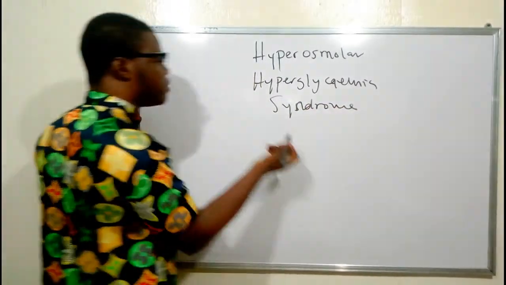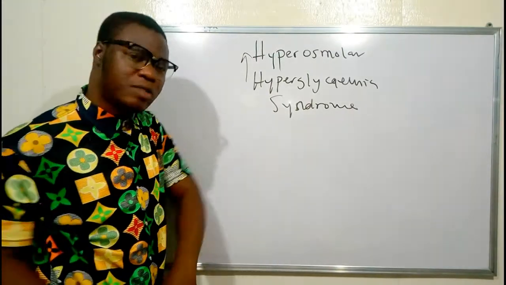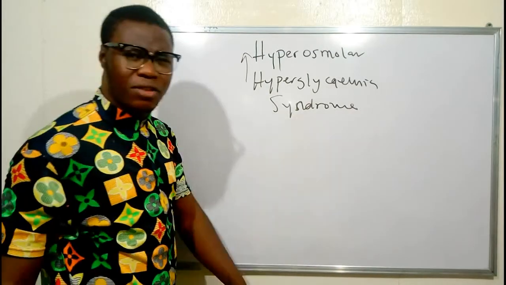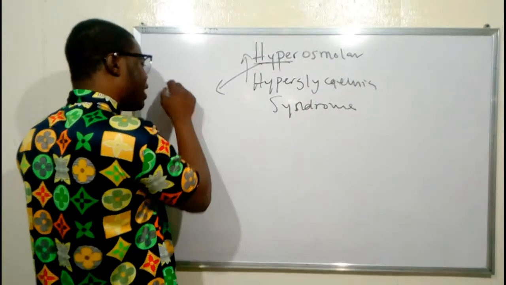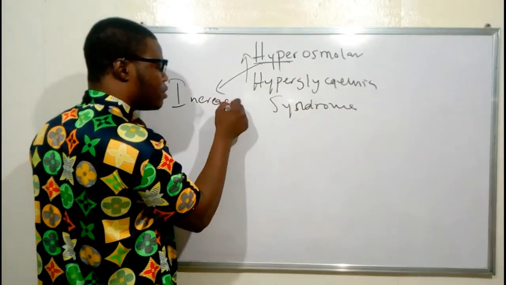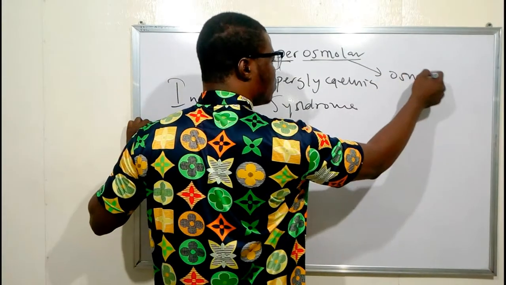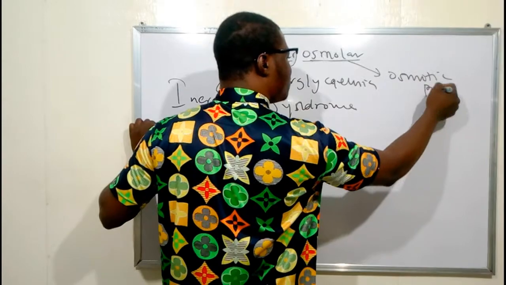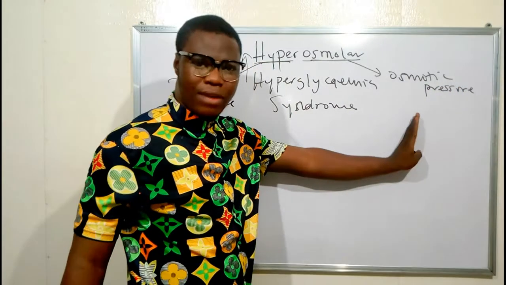You can also find it sometimes with hyperglycemia put first, like hyperglycemic hyperosmolar syndrome. But what's the meaning of this? The word hyper means high or increased level of something. The word osmolar is talking about the osmotic pressure. And what is the meaning of osmotic pressure? If you don't know this, just go and watch our video on the capillary bed.